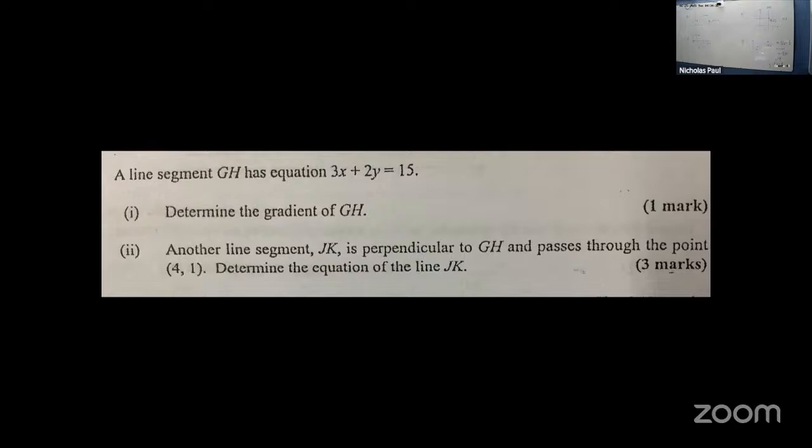All right, so next one. So here we are, right? We have a line, right? We have a line and they want us to get a gradient. But we have a problem there. What's the big problem? It's not in the form, eh? It's not in the form y is mx plus c.